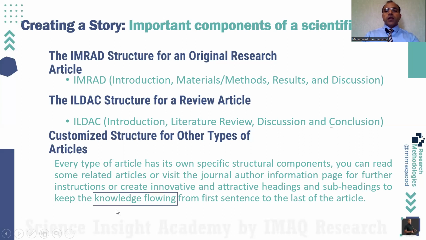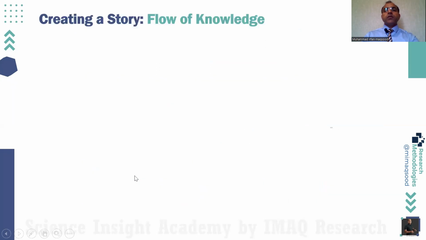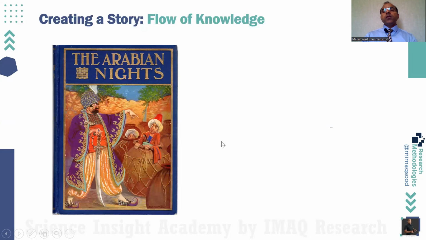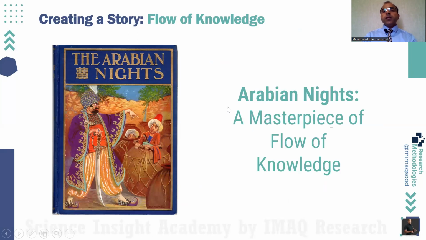But the most important thing in all of this is that the headings and subheadings should have a flow of knowledge. The flow of knowledge is the most important thing in a story because it gives attraction to your story. The Arabian Nights is actually a masterpiece of flow of knowledge. If you don't know it, I suggest you find the book Arabian Nights in your local language and read it. You will find that in every story, the first 20% is related to the previous story, and the last 20% is related to the next story. So they are connected with each other.